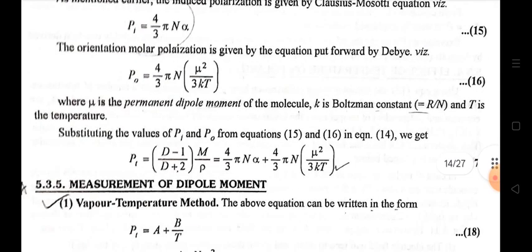Where mu is the permanent dipole moment of the molecule, k is the Boltzmann constant, that is equal to R by N, and T is the temperature. Substituting the value of Pi and P naught from equations 15 and 16 in equation 14, we get Pt is equal to (D minus 1) upon (D plus 2) into M by rho, that is equal to 4 by 3 pi N alpha plus 4 by 3 pi N into mu square upon 3kT, that is equation 17.